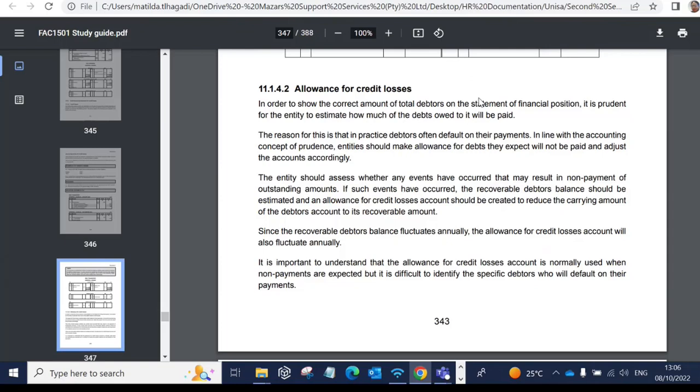Okay, allowance for credit losses. So in order to show the correct amount of total debtors on the statement of financial position, it is prudent for the entity to estimate how much of the debt owed to it will be paid. The reason for this is that in practice, the debtors often default on their payments. In line with the accounting concept of prudence, entities should make allowance for debts they expect will not be paid and adjust accounts accordingly.